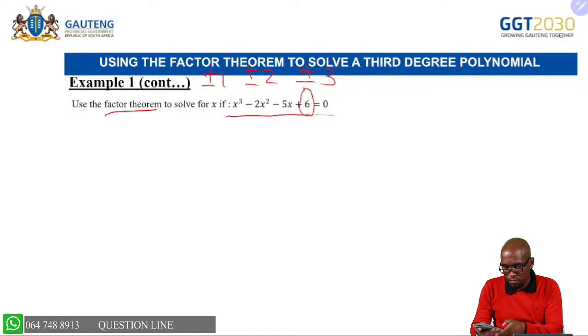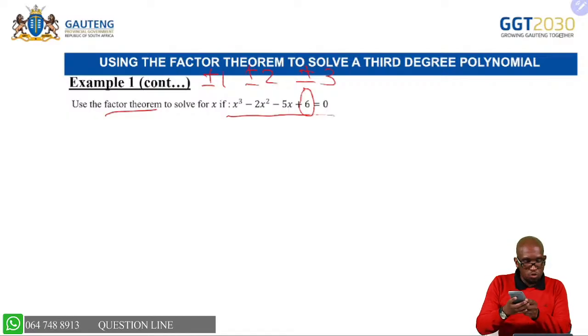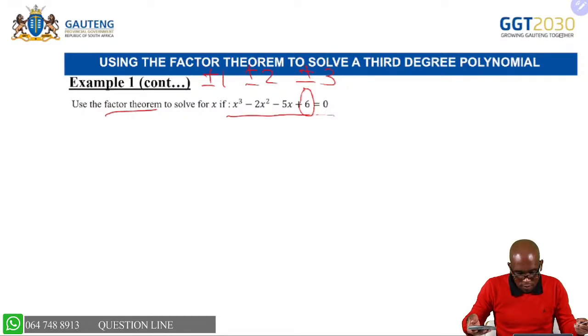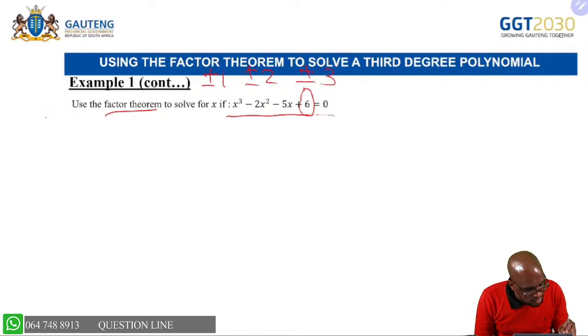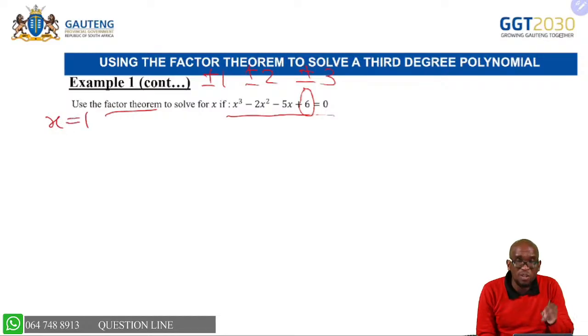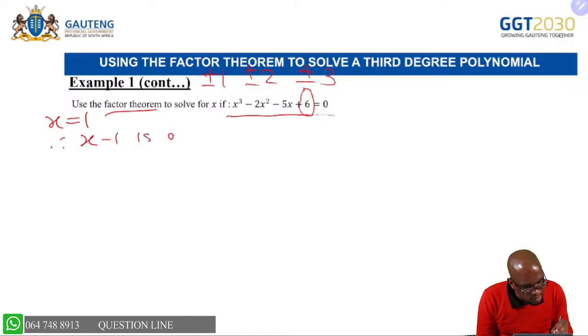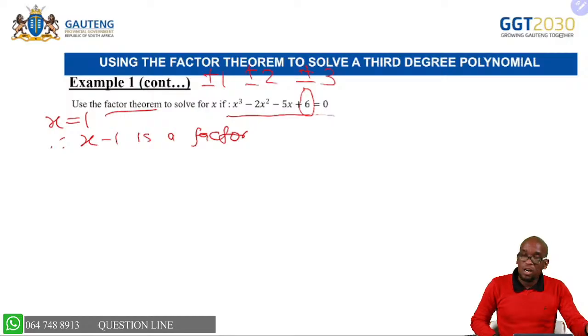If I use 1, I'm going to start with 1 cubed minus, in my calculator, 2 into 1 squared minus 5 into 1, and then plus 6. If I use positive 1, I get that the answer here is 0. So when x is equal to 1, the whole thing simplifies to 0, which means that x minus 1 is a factor. I've identified the factor. I have x minus 1 being a factor.